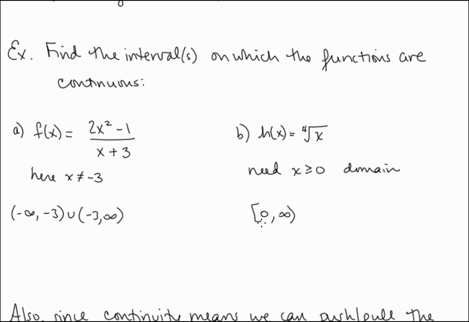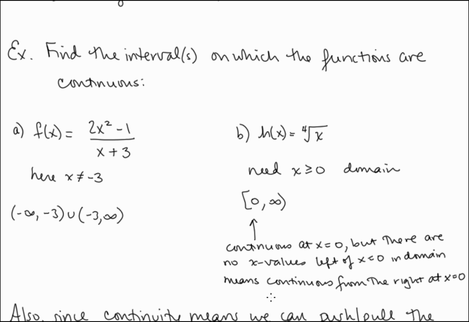closed on 0. But what does it mean to be continuous at 0 when there are no x values to the left of 0 in the domain? It means that this function is continuous from the right at x equals 0. And so when we're talking about the intervals on which this function is continuous, we can include 0 with a closed bracket, understanding that it means continuous from the right at that point.